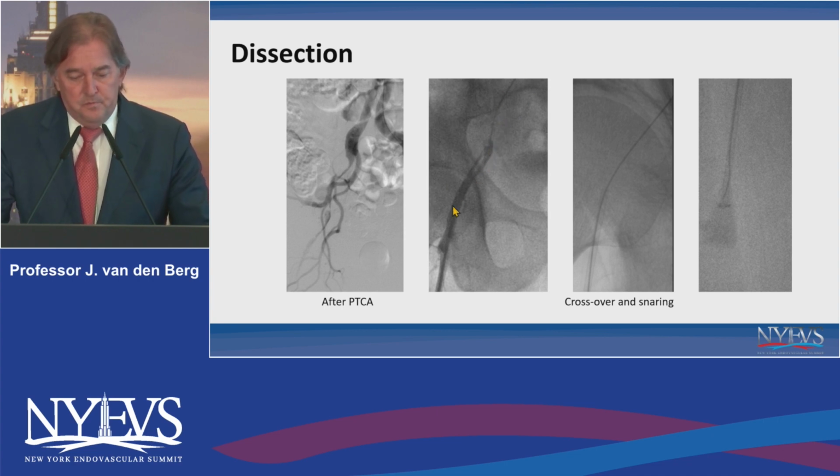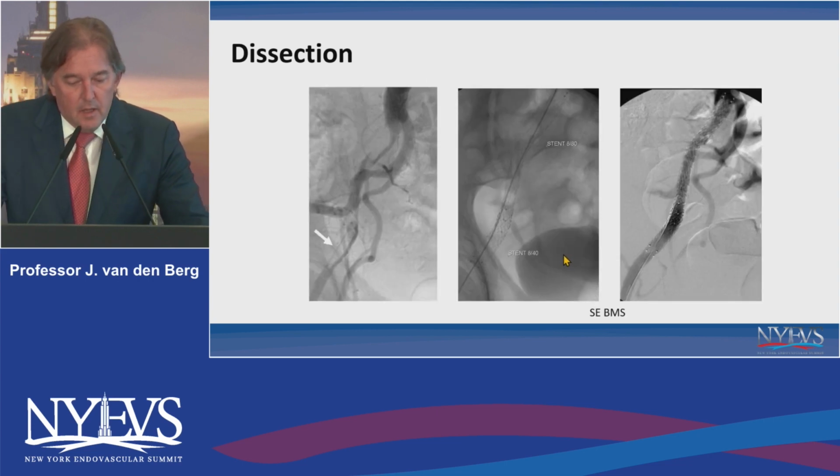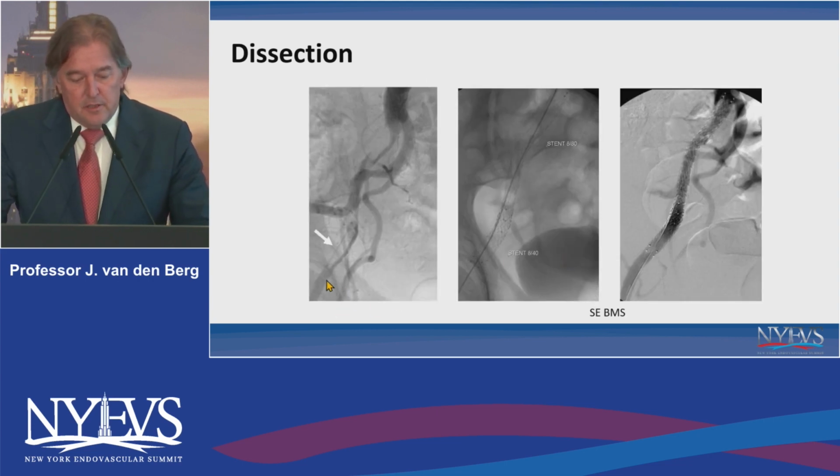Then confirm your intraluminal position and then snare the wire and get everything done. Then you proceed with the stenting of the dissected artery from the ipsilateral side. You can see here the original dissection path, and this is the guide wire following the intraluminal path, which is completely different. And then with a self-expanding bare metal stent, you can obtain a result as you see on the right-hand side.